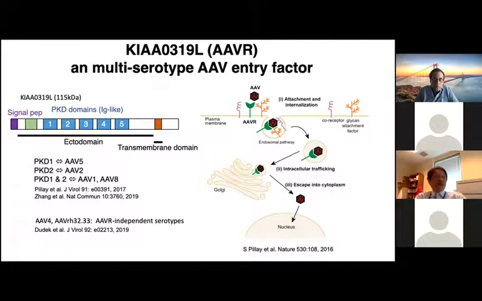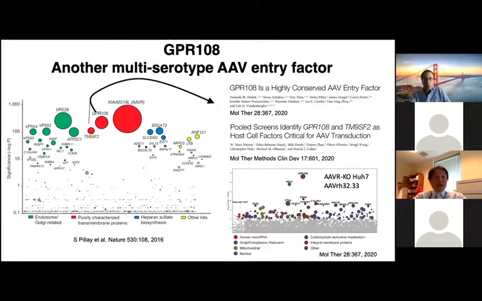Other groups co-injected AAVR together with AAV to enhance transduction at the neuron synapse and also transduction in the liver. So that means all of this knowledge can be utilized to enhance gene delivery. And I would like to switch gears to another important protein.